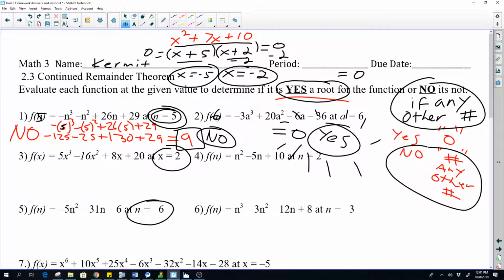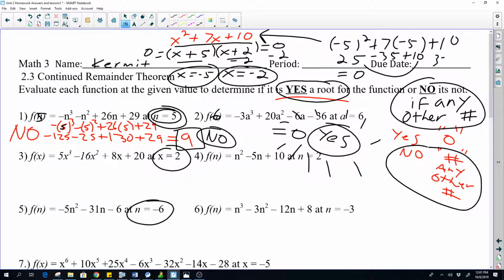Because we factored it. But if we plugged it in just to see if it worked, to prove that they're factors, negative 5 squared plus 7 times negative 5 plus 10. So negative 5 times negative 5 is 25. 7 times negative 5 is negative 35, and then plus 10. Well, 10 and 25 is 35, and 35 minus 35 is 0. And since we got 0, then yes, it's a root. Because we factored it, x equals negative 5 is a root, and we plugged it in, got 0. So when you get 0, yes, it's a factor.